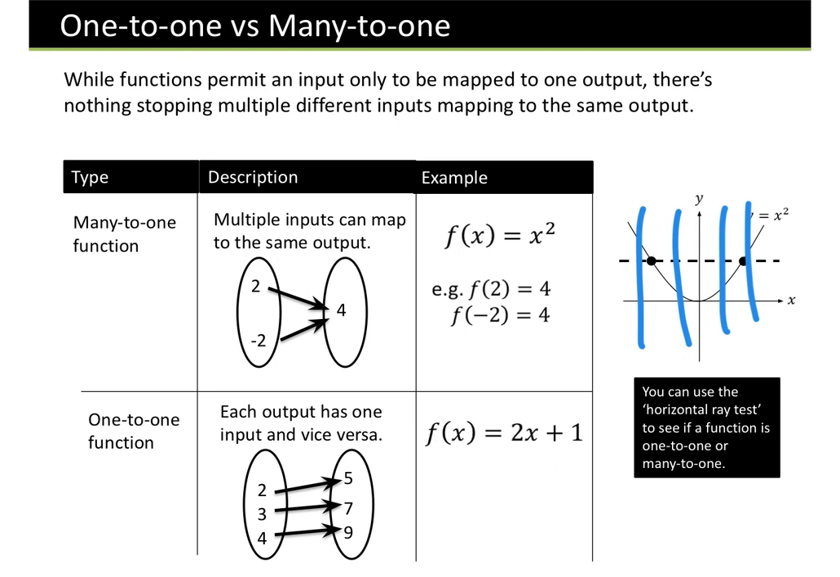We also have a different kind of function called a one-to-one function, where each output has one input and vice versa. So for the straight line graph y is equal to 2x plus 1, you can see that each of the inputs, 2, 3, and 4, all map to one specific output, 5, 7, and 9. A lot of times they might tell you the function f is a one-to-one function, and then they might ask you why something is happening, and you can say, because it's a one-to-one function.